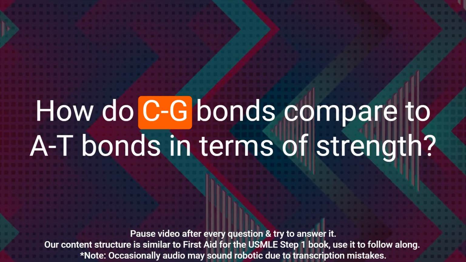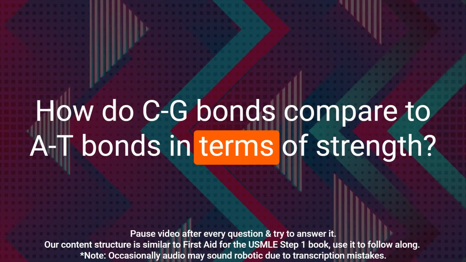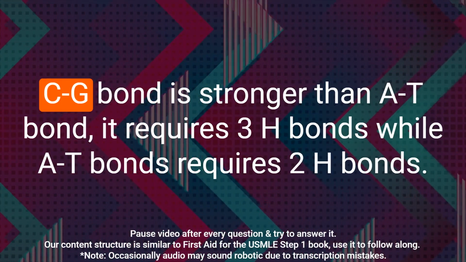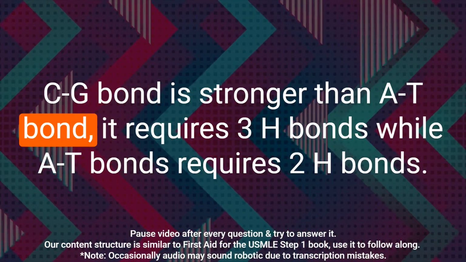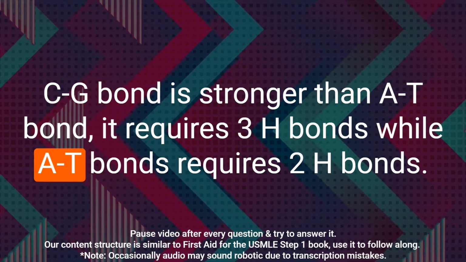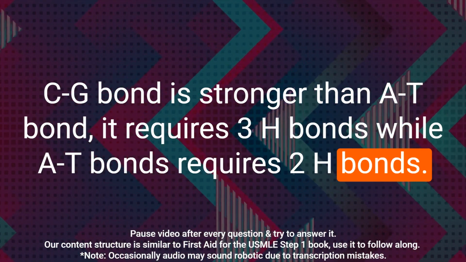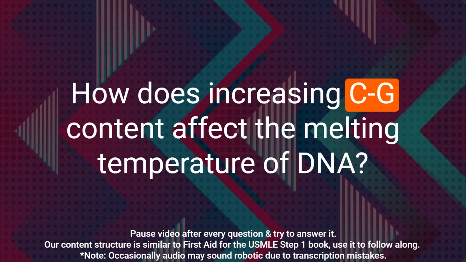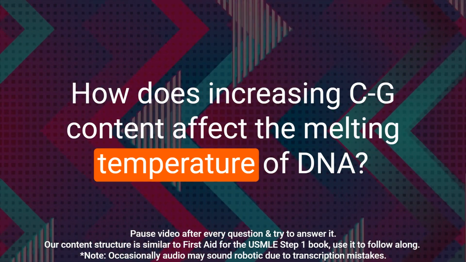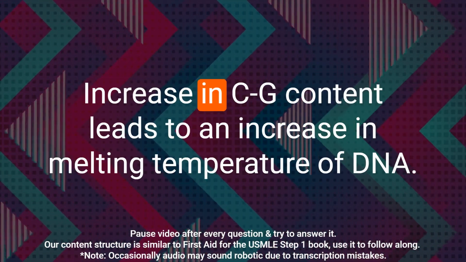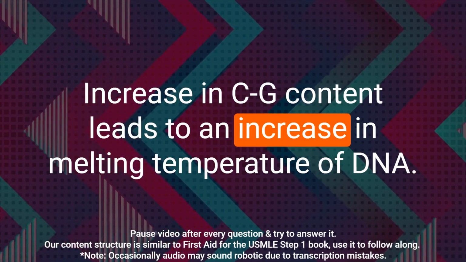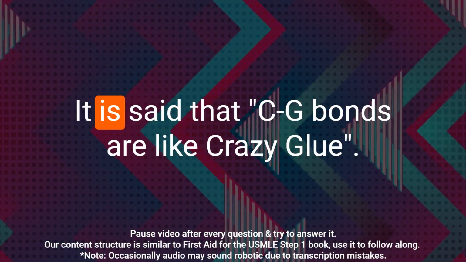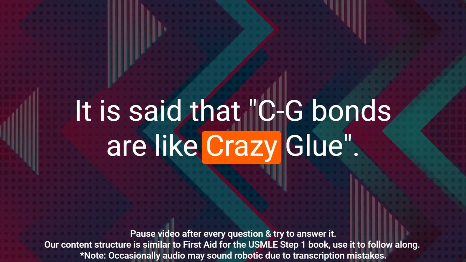Question: How do CG bonds compare to A-T bonds in terms of strength? Answer: CG bond is stronger than an A-T bond. It requires 3 H bonds while an A-T bond requires 2 H bonds. Question: How does increasing CG content affect the melting temperature of DNA? Answer: Increase in CG content leads to an increase in melting temperature of DNA. It is said that CG bonds are like crazy glue.